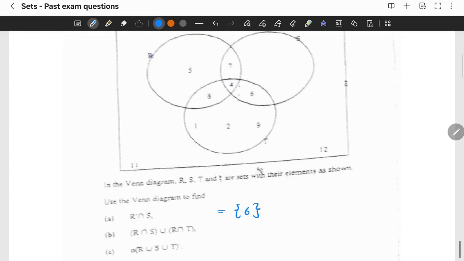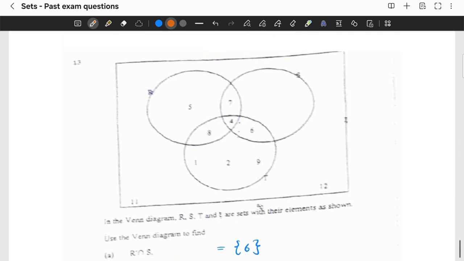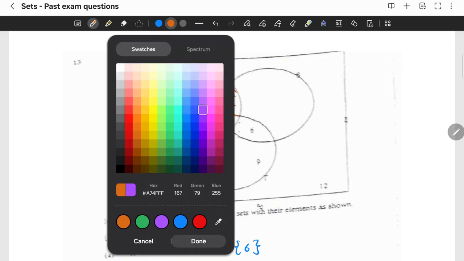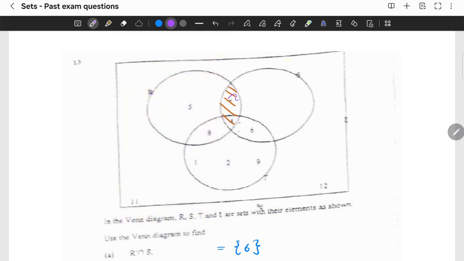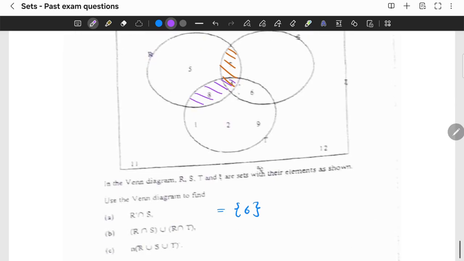Then R intersection S union R intersection T. So R intersection S, that's this set right here, and then R intersection T is the intersection here. Sorry, union R intersection T. So that's those two. And looking at the numbers in that part, it's 4, 7, and 8.